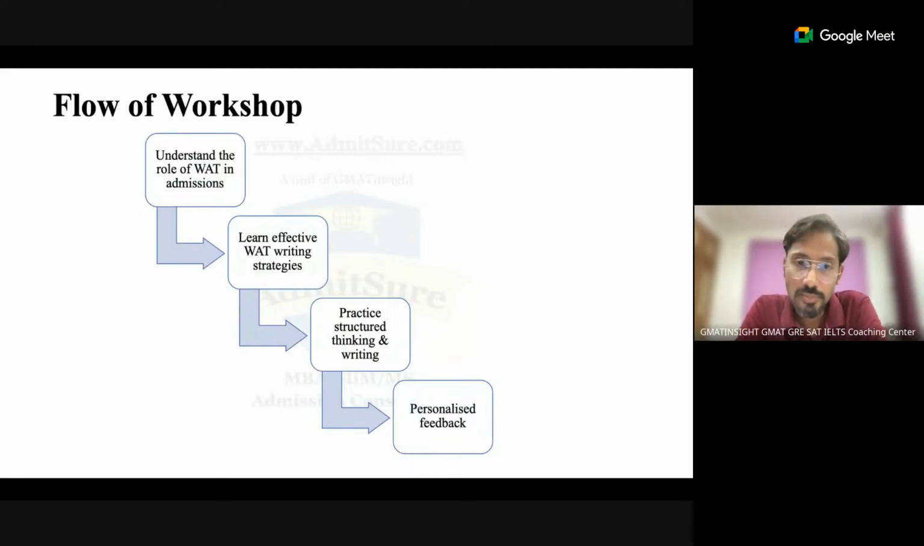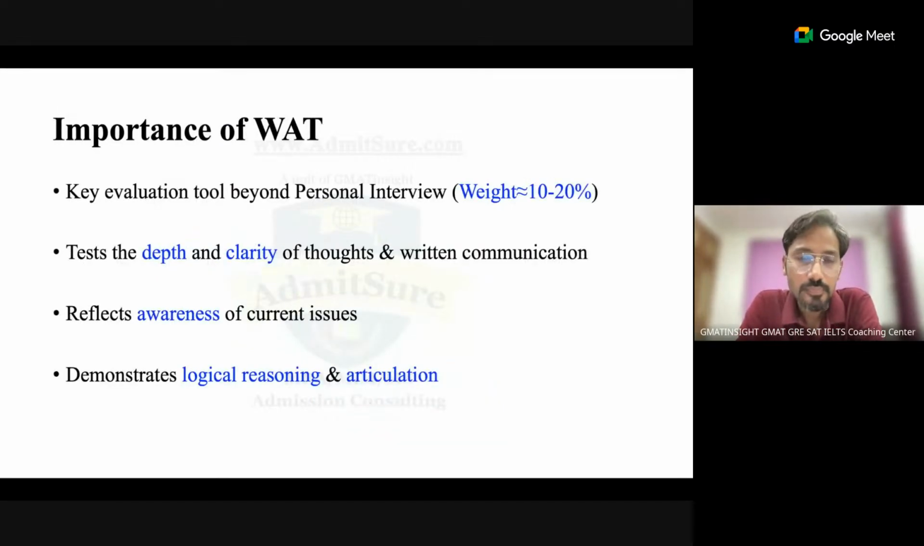The third is the most important step. That is the entire purpose of this workshop, that we will just practice a few WATs, and then we'll see what exactly is the outcome, how good the outcome is, and then we'll take some random samples and then I'll lead them. And the last thing is the personalized feedback. After having looked at a few WATs, we will see what exactly is the shortcoming and where the area of improvement exists. Starting with the first thing.